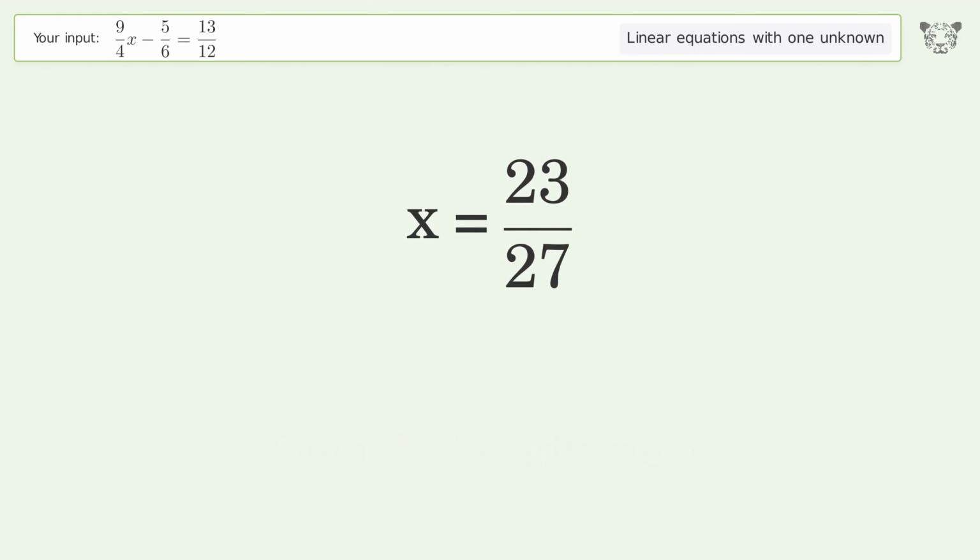And so the final result is x equals 23/27.